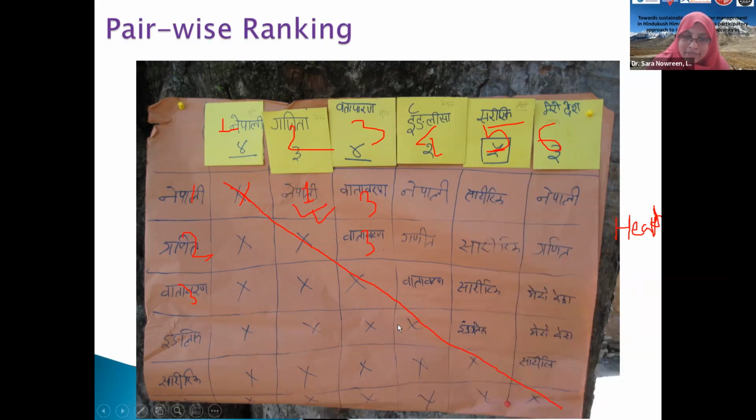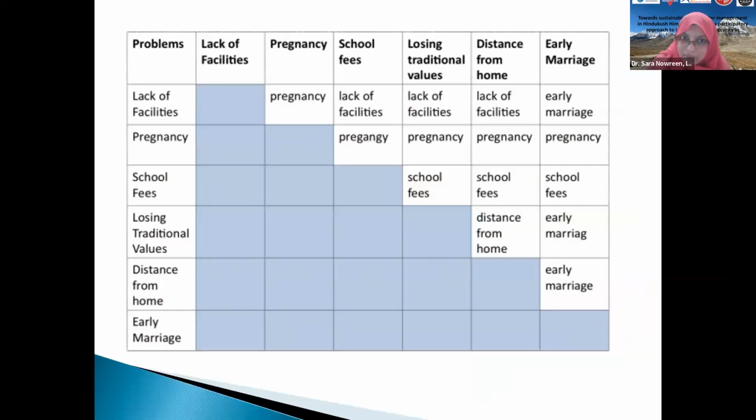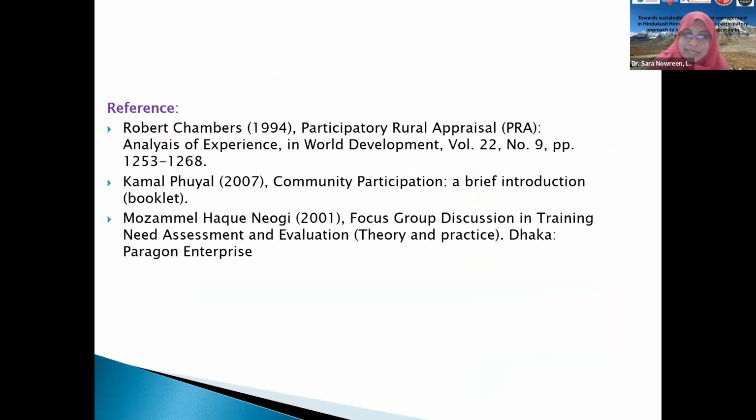One group will do the matrix ranking and one group will do the pairwise ranking with the particular issues you had. So these are simple things, and when you are doing participatory research tools and talk about participatory, this is the father of participation. Robert Chambers makes sure how you can actually make participation a true participation.